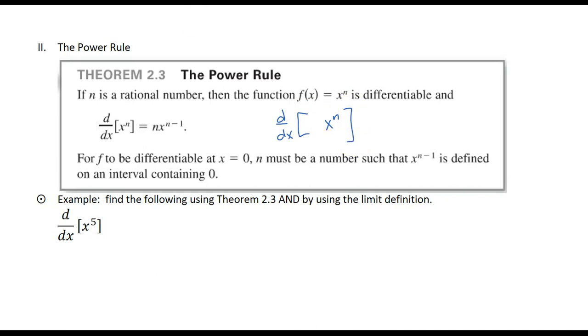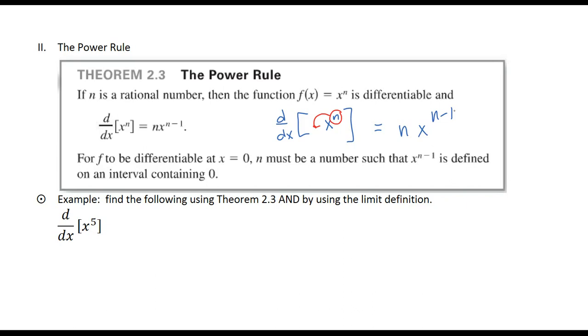And one way that people like to think about this is kind of a looping thing. So we're going to bring that n out front, and then we're going to subtract 1 from the power. So that's where the n x to the n minus 1 comes from. In order for f to be differentiable at x equals 0, n must be a number such that x to the n minus 1 is defined on an interval containing 0.